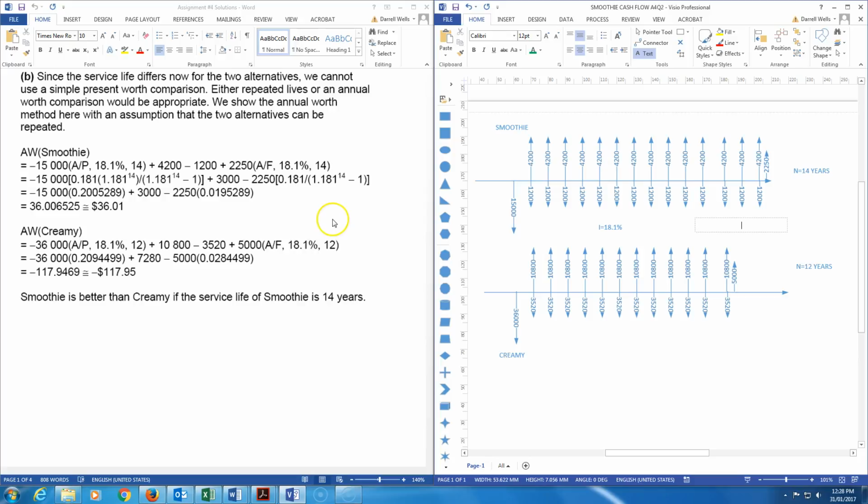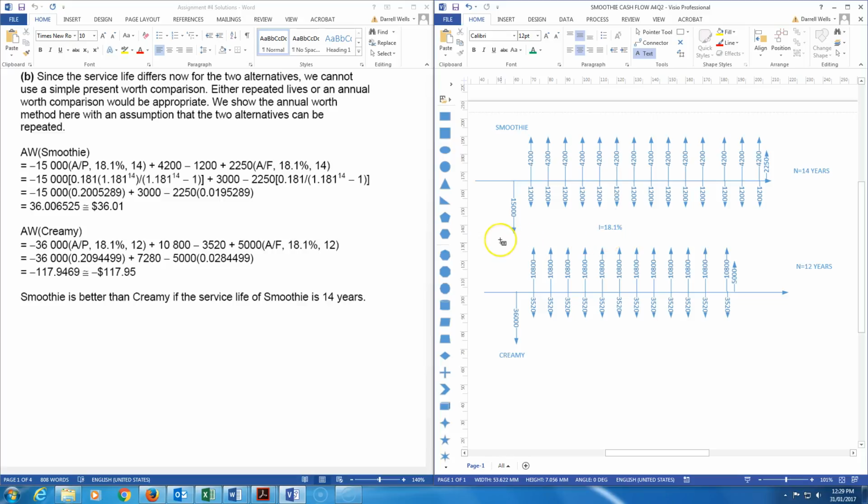Now, the difference in this particular problem is that the smoothie machine lasts 14 years and the creamy machine lasts 12 years. The different lifespans don't make any difference when we do an annual worth calculation. When we do a present worth calculation with alternatives of different lifespans, there is a rule we need to follow. But for an annual worth analysis, which the problem states we should complete, this will be a straightforward calculation.